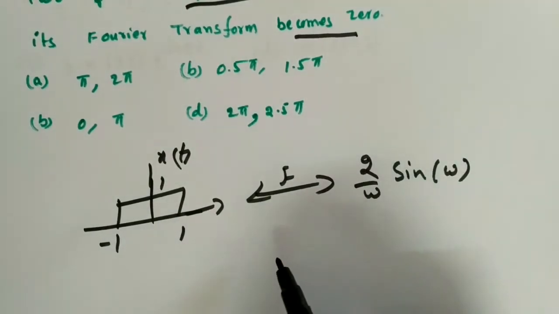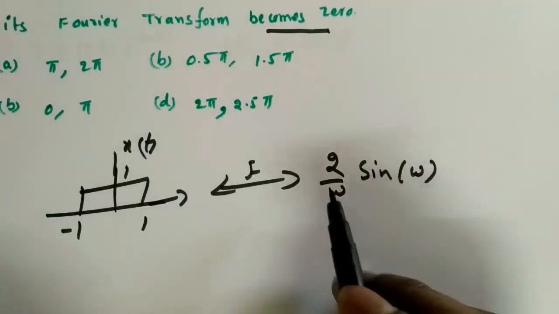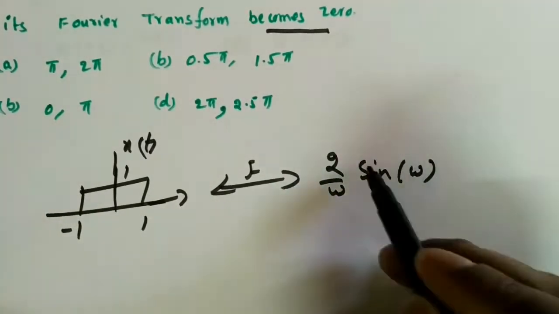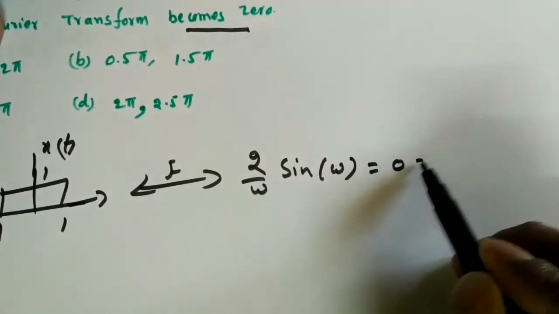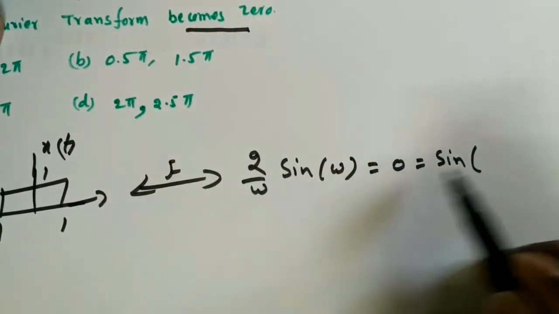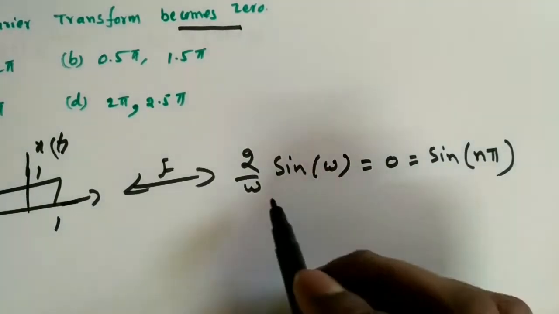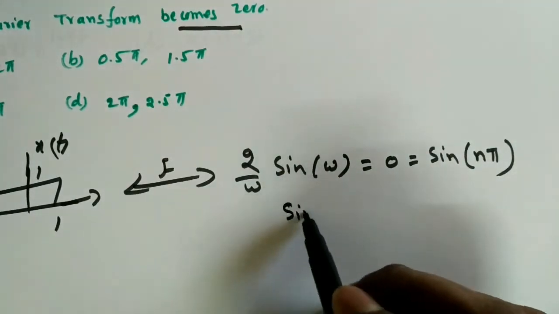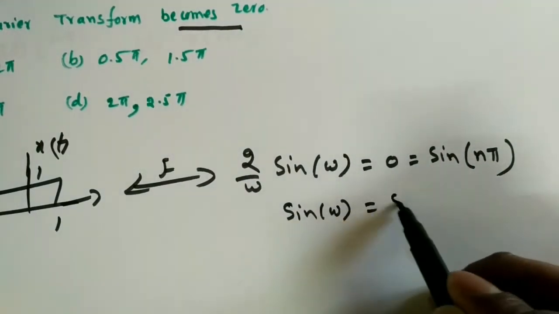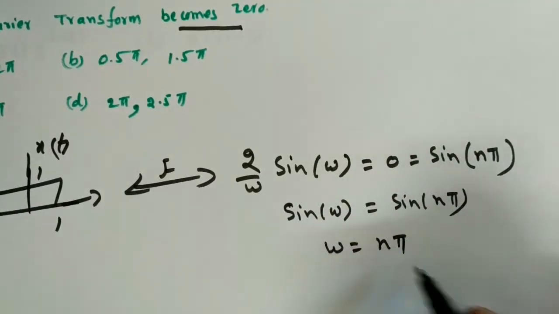But what we need to find? Two angular frequencies, where X(j omega) will become 0. So we need to equate it with 0. So we need to find the value at which this sine becomes 0. Sine n pi. Anyway, 2 by omega is there, so it will become 0 anyway. So sine omega is equal to sine n pi. So what is omega? Simply n pi.